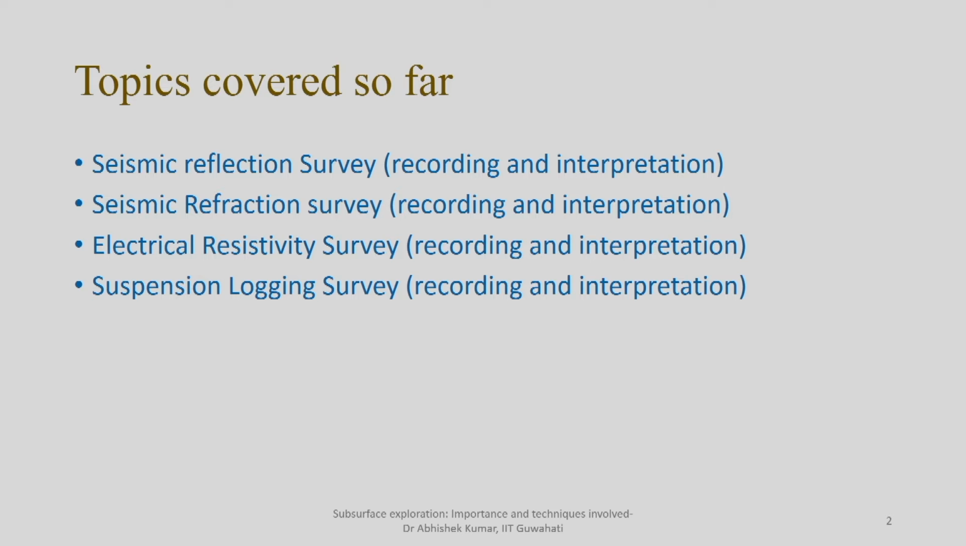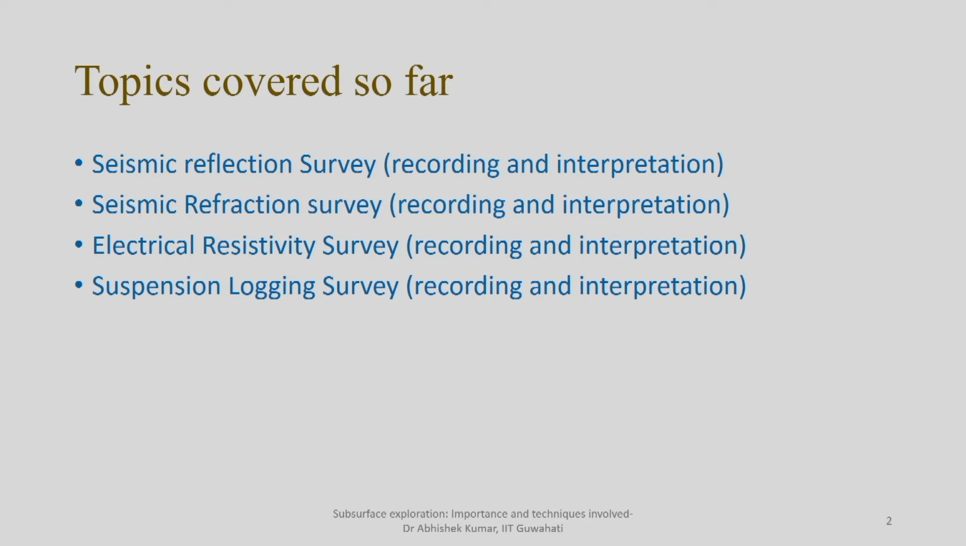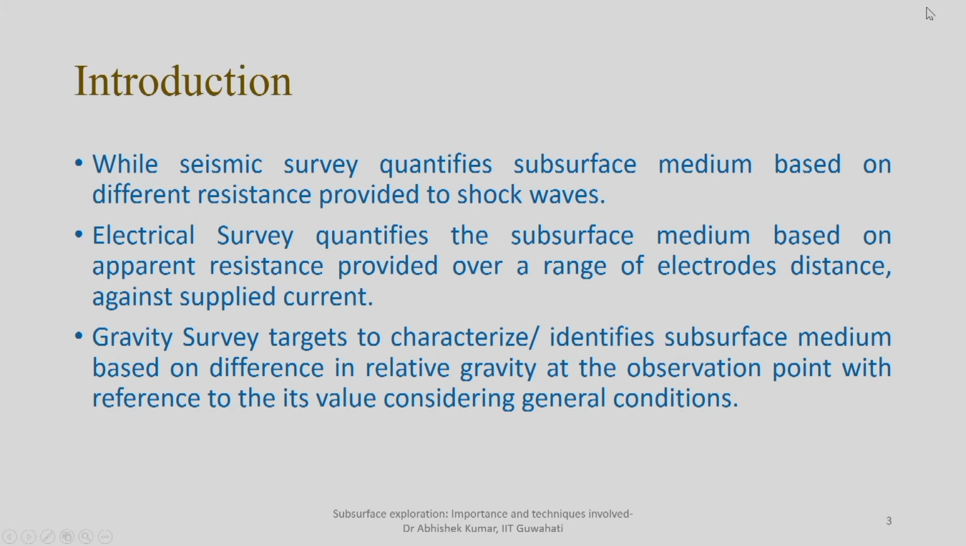We had discussed typical recordings and interpretation of the results based on the time of arrival of different kinds of waves, depending upon what kind of sources are used. Then electrical resistivity survey, which we discussed based on the apparent resistance offered by the ground, depending upon electrode and potential and correct electrode spacing, how the apparent resistance is going to change. Then suspension logging, and we also discussed the magnetic anomaly method, and so today's class we are going to discuss gravity.